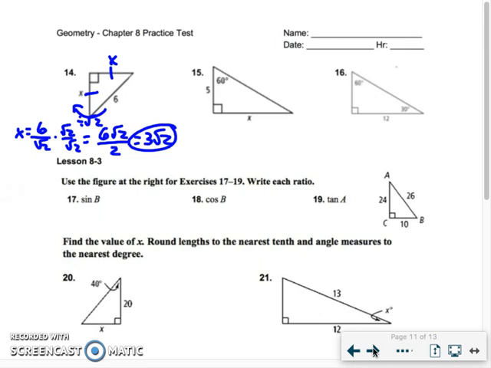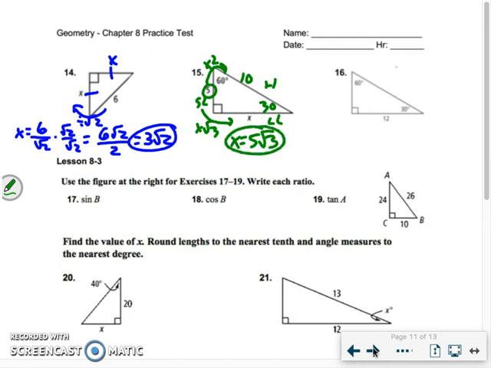Number 15, we have a 30, 60, 90. So get your short leg labeled, your hypotenuse, and your long leg. All they want us to do for this one is get x. The hypotenuse would be 10, because that's a multiply by 2 situation. Short leg to long leg is multiplied by square root of 3. So the long leg x is just 5, the short leg that they gave us, times square root of 3.